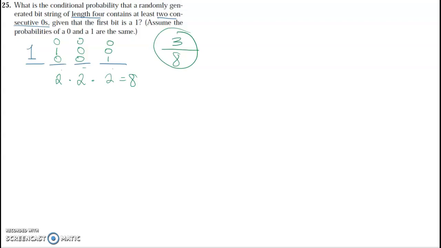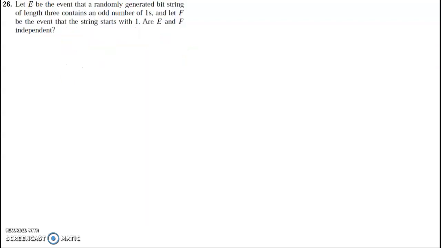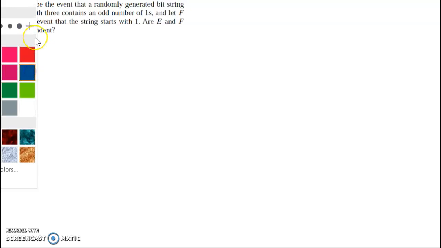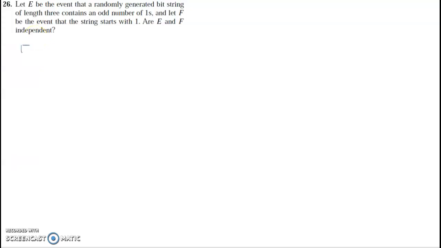All right, number 26. Let E be the event that a randomly generated bit string of length 3 contains an odd number of ones, and let F be the event that the string starts with 1. Are E and F independent? Alright, so let's actually list out all the possible outcomes of E. So for E, it has a length of 3 and contains an odd number of 1s. So let's think about the number having one 1, okay? Because 1 is an odd number.